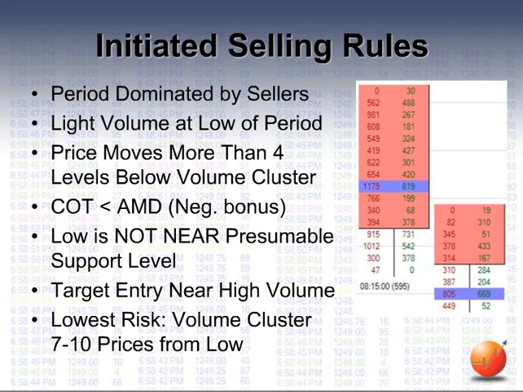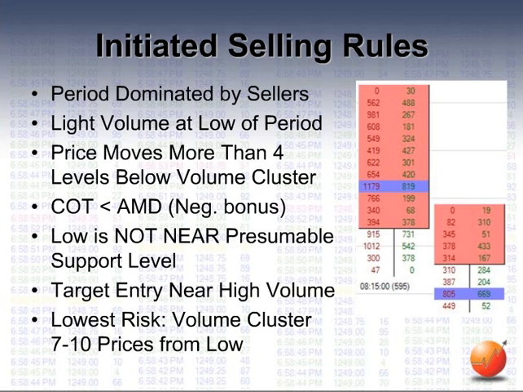So what we're looking for is for the price of the period to basically move more than 4 price levels below the volume cluster. Okay? Once we get on the outskirts of that, that's when we start converting longs into shorts and longs into sells and things like that. So once we get more than about 4 price levels below where the majority of volume is, we can pretty much say, yeah, the sellers have initiated through that. They were unable to hold up where the volume cluster was.